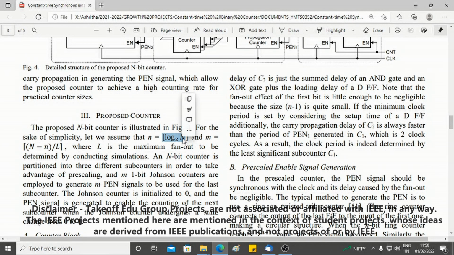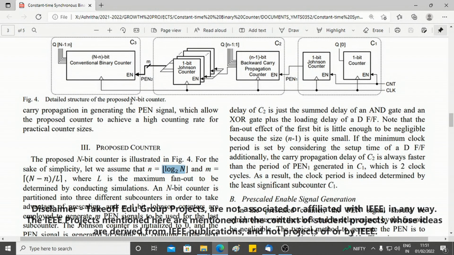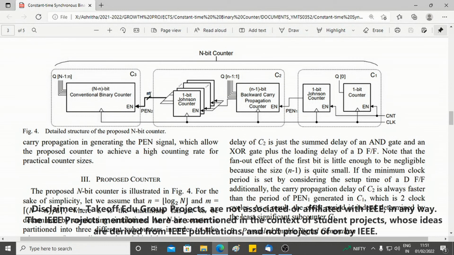For example, we have considered a range of 8 to 128. If we are implementing for 64 bit, then capital N is equal to 64, and small n becomes log base 2 of 64, and the small m value is ceil of (N minus n) by L. In such a way we generate small m signals for the capital N minus small n bit conventional binary counter, and thereby the remaining bits are generated.